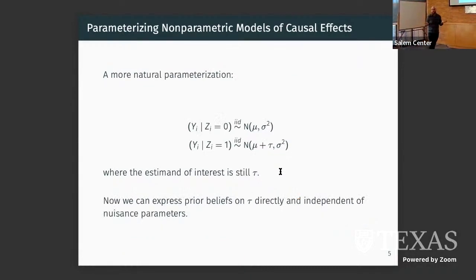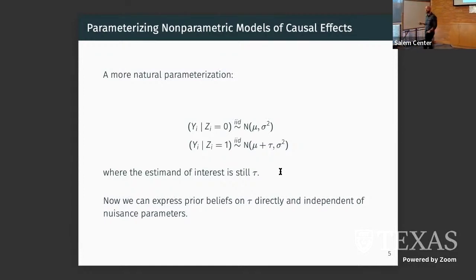So what do we do instead? Well, we can reparameterize our model, okay? So now instead of having mu0 and mu1 as the parameters that I'm putting priors on, I can put priors on mu, which in this case is going to be the expected value of y under the control condition. And then we can actually write the expected outcomes in the treatment condition as mu plus tau. So now tau, that treatment effect, is a parameter in the model. Okay?